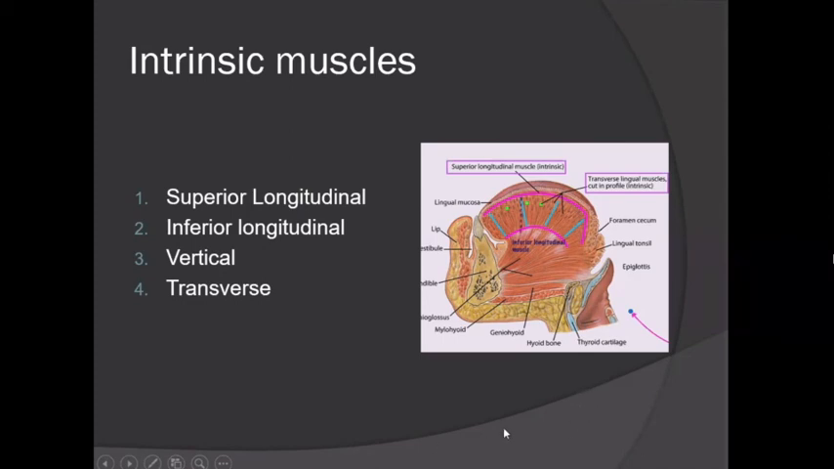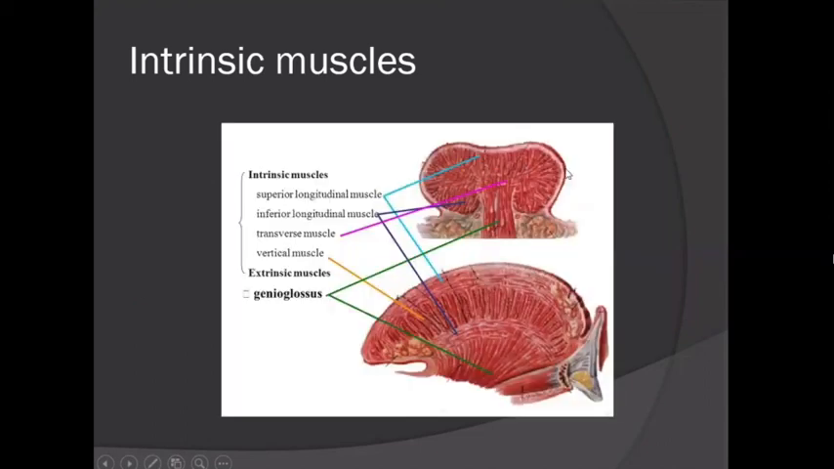Now, similarly, if you look at the cross sections here, you can see the longitudinal fibers, inferior. You can also see transverse, and you can also see some vertical fibers. In this diagram, you can see this longitudinal, vertical.